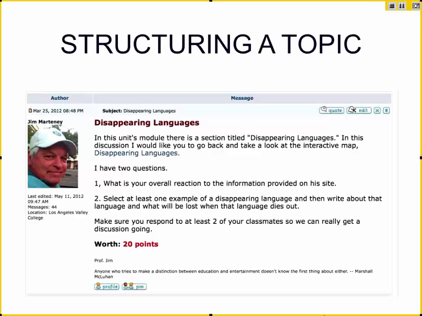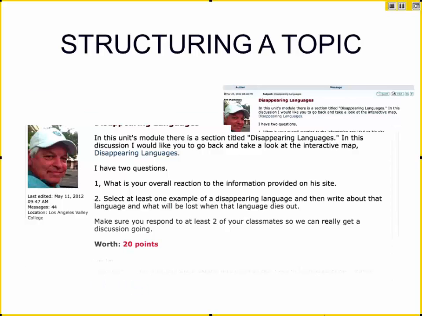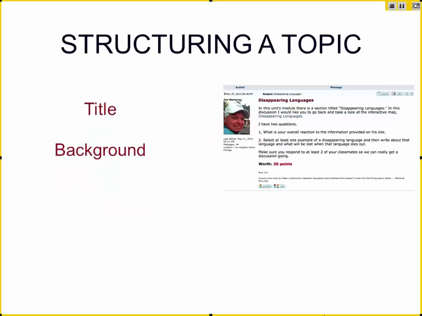This one is about disappearing languages, and it was a piece in National Geographic about languages that were disappearing around the world, with an interactive map. So I put the hyperlink on, and the questions I have, what their responsibility is, and their points. In other words, I put a title up for a discussion, put the background of why I'm doing that discussion, I sell the topic, and I'm going to go back to this a lot.